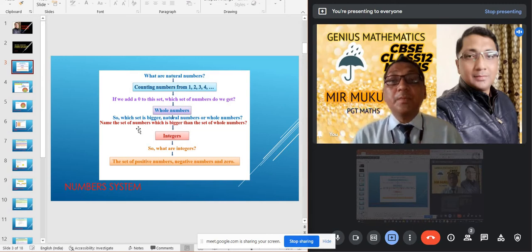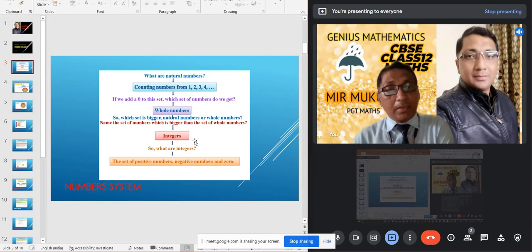So which set is bigger? Natural number or whole number? Which one is bigger? Try to find out this answer. Name the set of numbers which is bigger than the set of whole numbers. So answer will be what? Integers. And integers start from minus infinity to plus infinity. It will be like that.